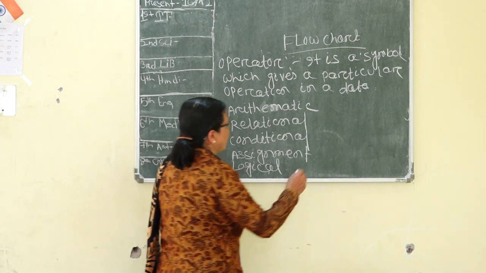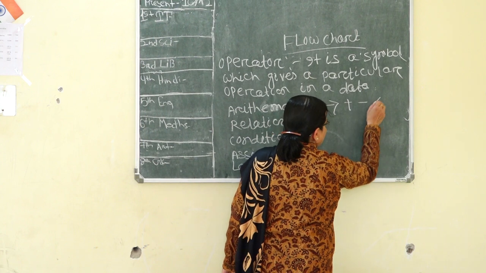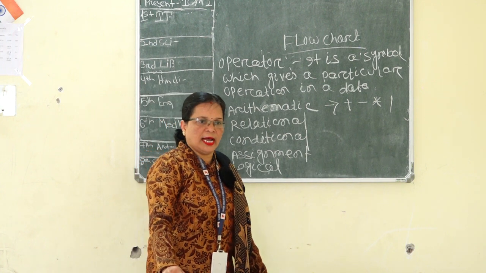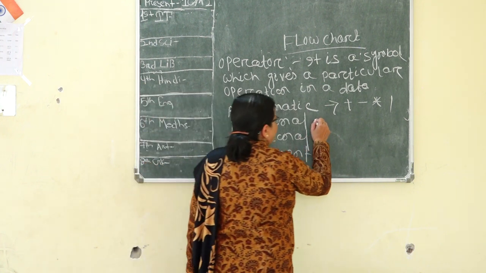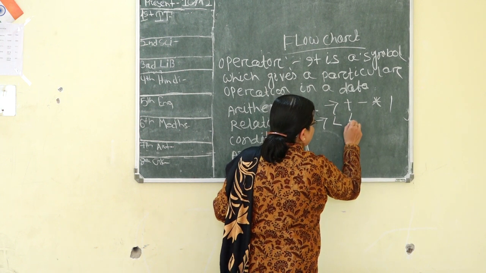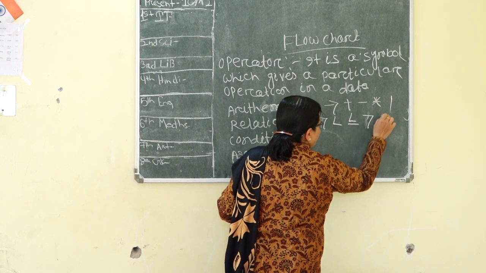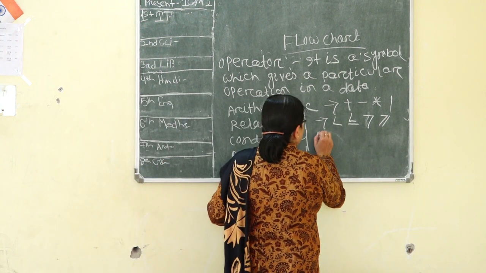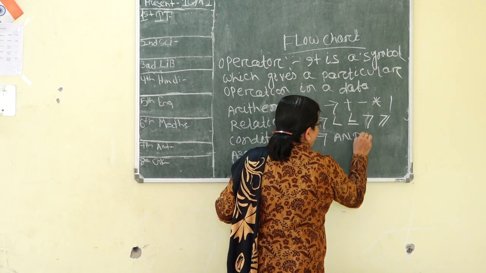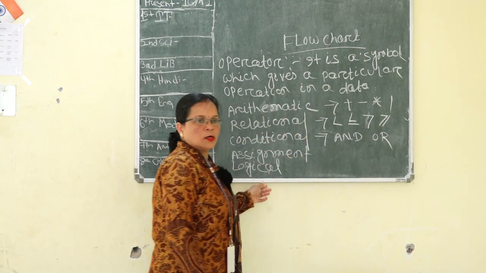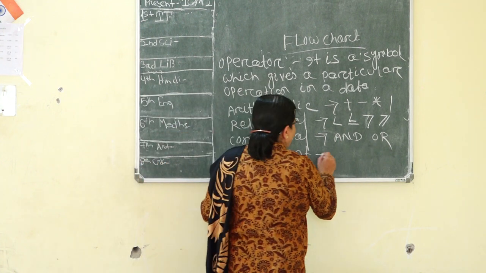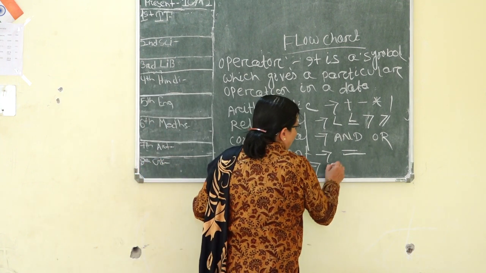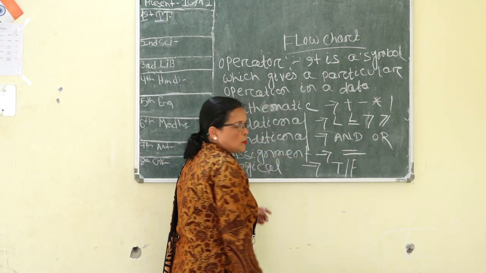So what are the symbols of the arithmetic operator? Plus, minus, into, division, that is, addition, subtraction, multiplication and division. What are the symbols of the relational operator? Less than, less than or equal to, greater than, greater than or equal to. Then what is the conditional operator? Conditional operator means your AND, OR. Then what is the assignment operator? Assignment operator means your equal sign. Then what is the logical operator? Logical operator means either true or false.